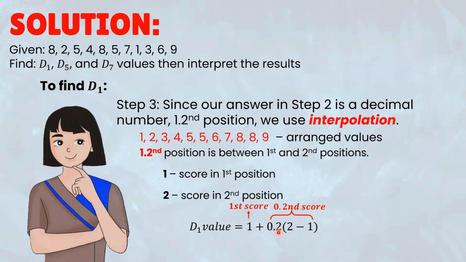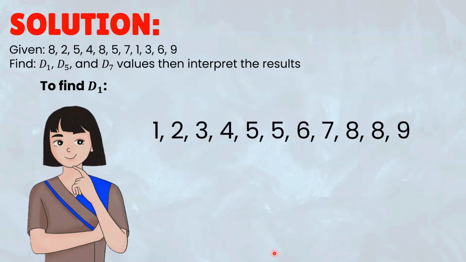So let's perform the process. We have 1 plus 2 minus 1 is 1 times 0.2, that gives us 0.2. So decile 1 value is equal to 1.2. Okay, so decile 1 value is located in the 1.2 position, so somewhere here. So decile 1 value is equal to 1.2.